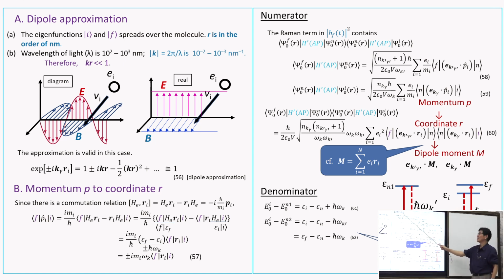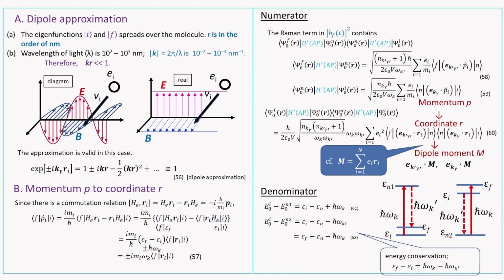Again, the Raman term, BFT square, contains a wave function of the final state, H' term, intermediate state, H' term, initial state. And the former part and latter part are calculated in this way.